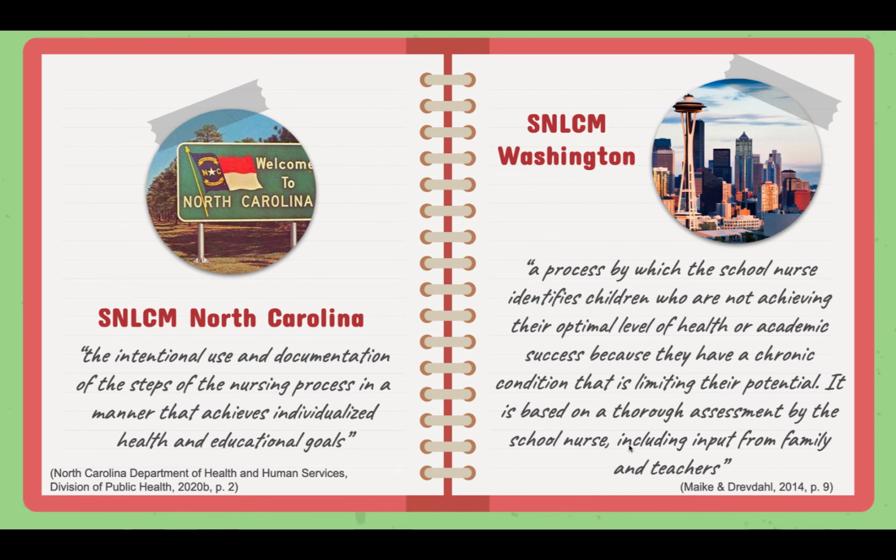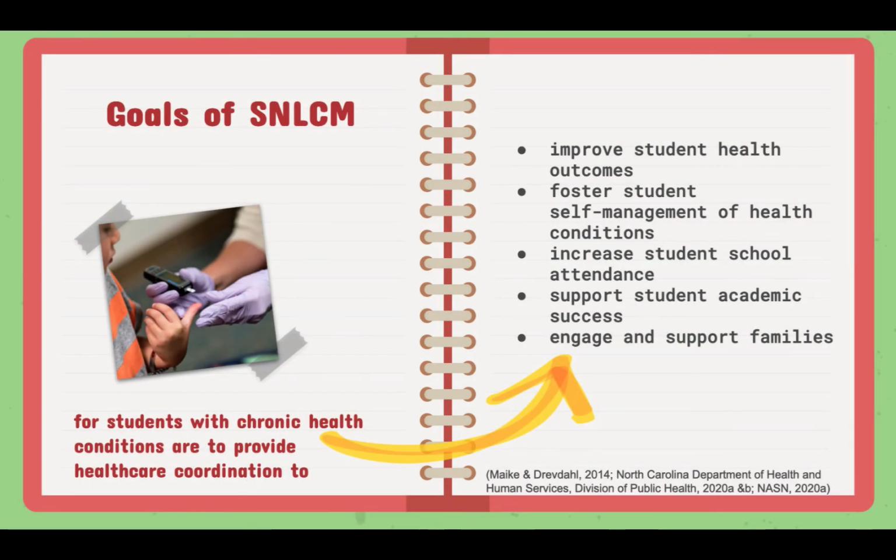And so that's really an important word in that definition. And then in Washington, it is the process by which the school nurse identifies children who are not achieving their optimal level of health or academic success because they have a chronic condition that is limiting their potential. It is based on a thorough assessment by the school nurse, including input from family and teachers. So some pretty good definitions for us to go through, to utilize.